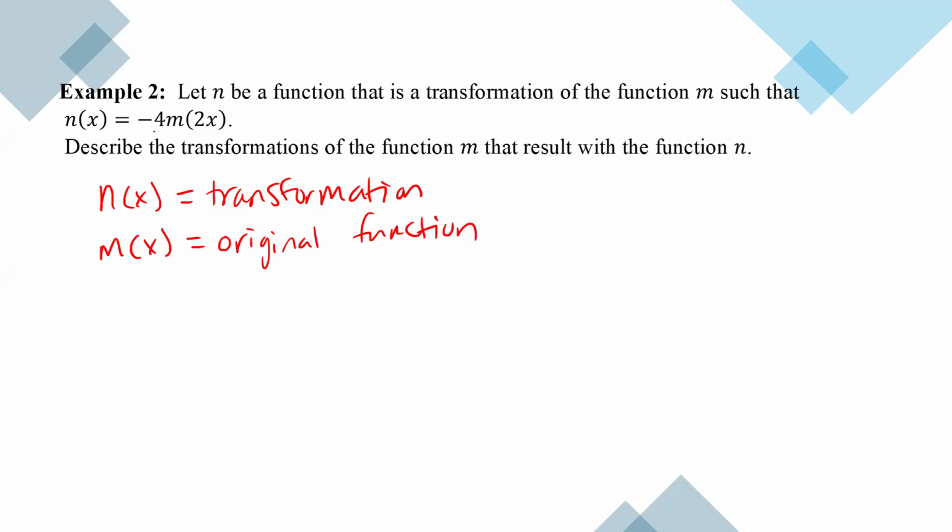I now added -4. What variable does -4 represent? A, B, H, or K? A. -4 represents A. The next number that I added to the original is 2. What variable does 2 represent? 2 is your B. Once you've identified what they are, you should be able to say what the transformation is. So if I'm describing A, what does the negative tell me?